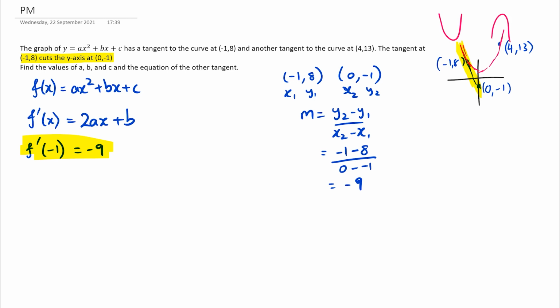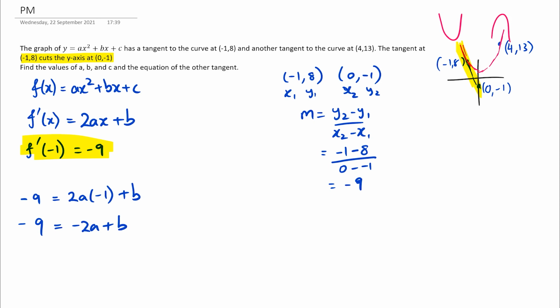Once I have that, I can write my first statement. My first statement is going to be: -9 equals 2a times -1 plus b. If I simplify this, I'm going to get -9 equals -2a plus b. I can't really do anything more in this situation, so I'm going to leave it here. I need to use the two points on the curve, which are (-1, 8) and (4, 13), and see if I can figure out a set of simultaneous equations from there.